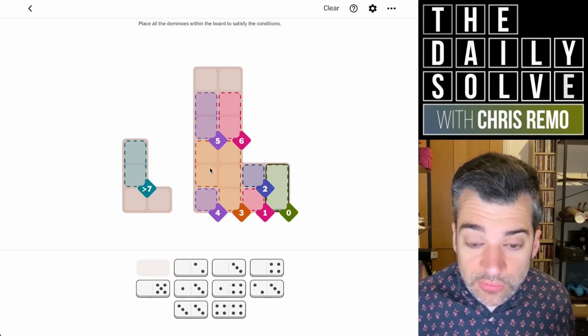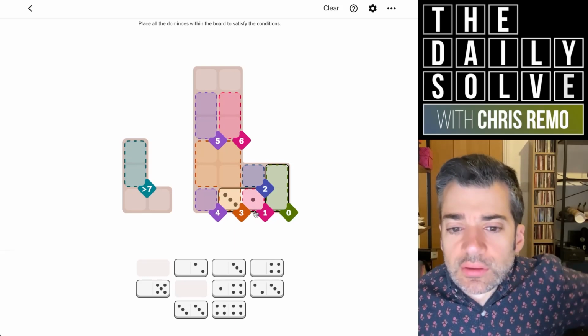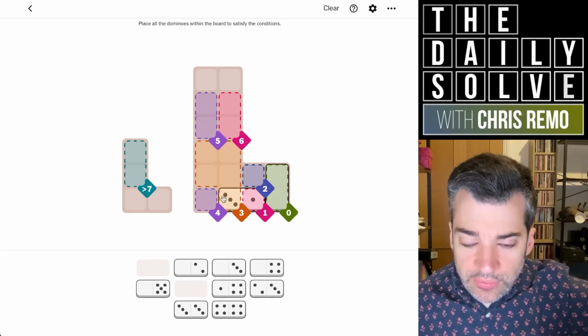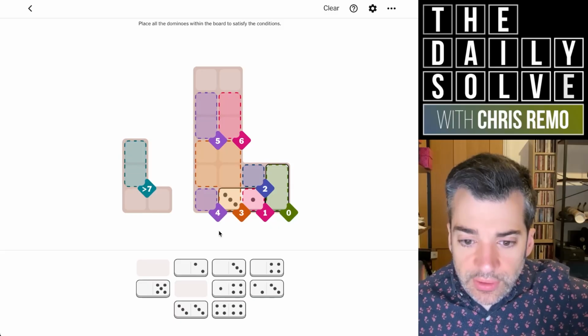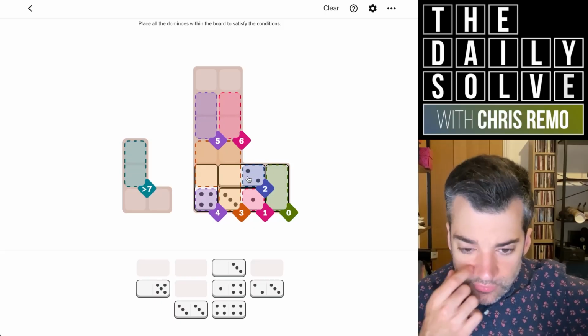Wow, look at this huge three region. That's pretty interesting. So we need a one that points into that. Well, it must be the three. Interesting. So the rest of this whole three region can only be zeros. So we need a 4-0. We need a 2-0. And then we have two more zeros.